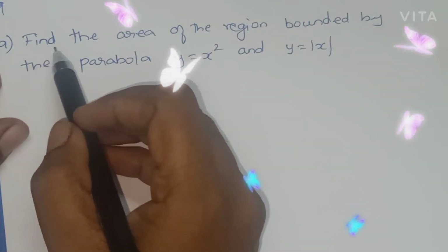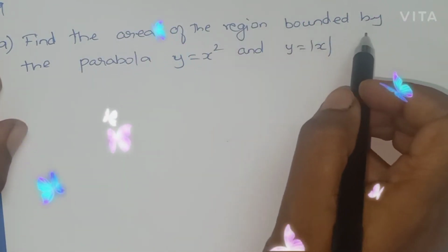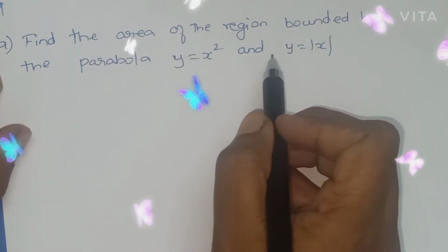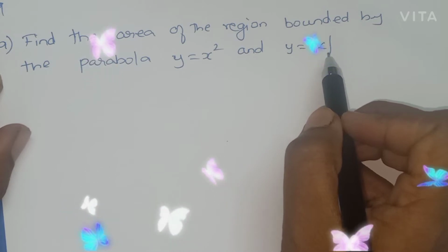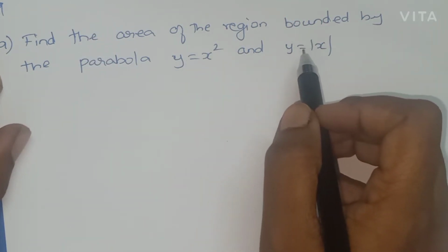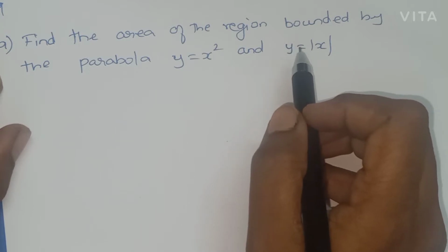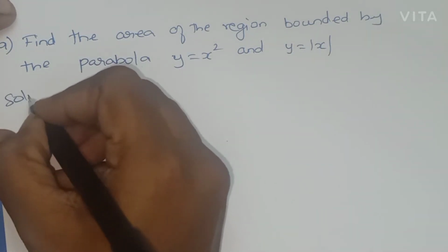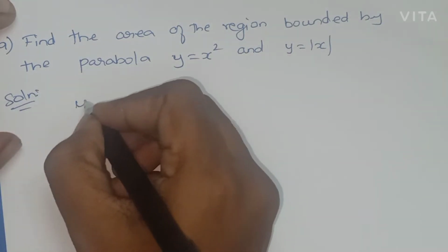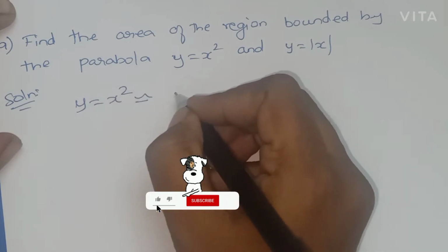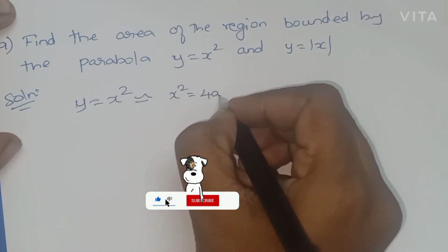Sum number 9. Find the area of the region bounded by the parabola y is equal to x square and y is equal to mod x. So there is a parabola and a line. So the intersection area we have to find out. Solution. So here y is equal to x square. So this resembles the parabola x square is equal to 4ay.